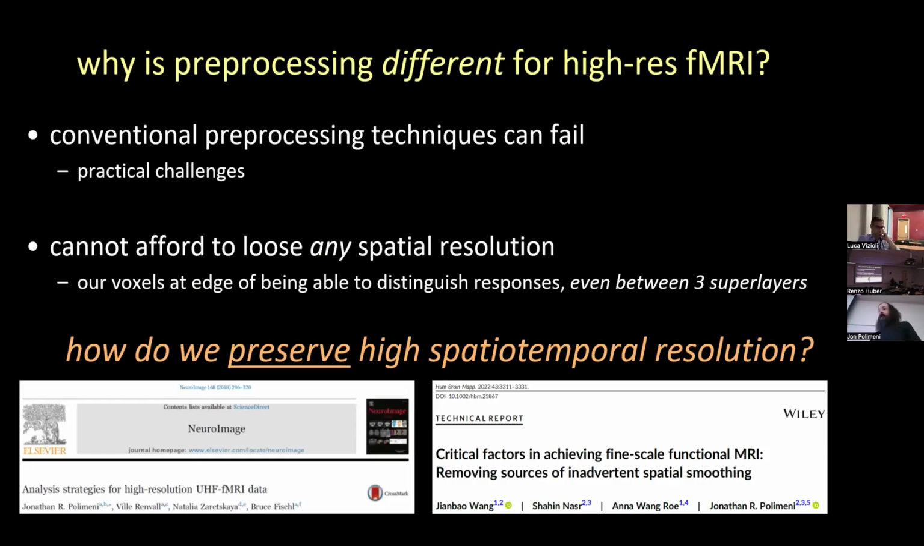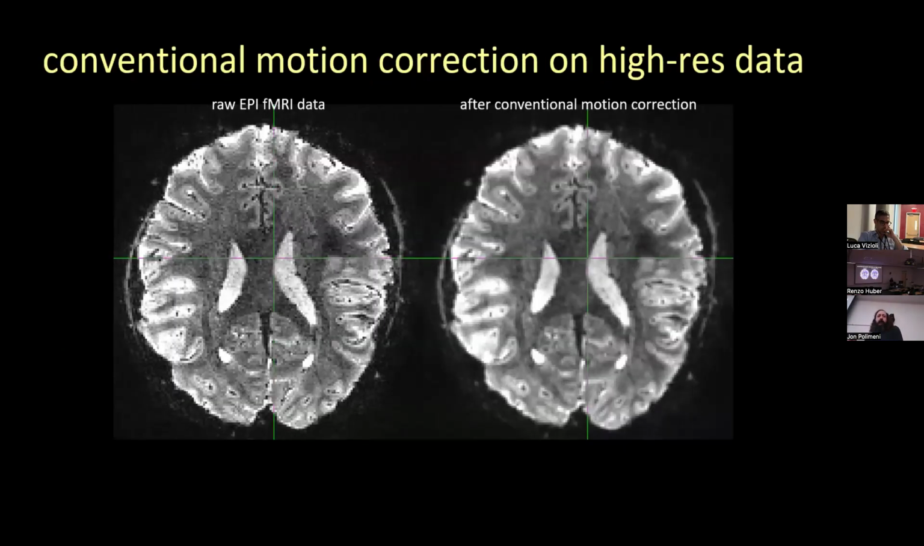We've written a couple of papers on this, and you'll be hearing a lot more about this throughout the course. But I just wanted to point out a few examples of ways in which you could potentially achieve higher resolution through your preprocessing. So first, conventional motion correction on high-resolution fMRI data can often fail.